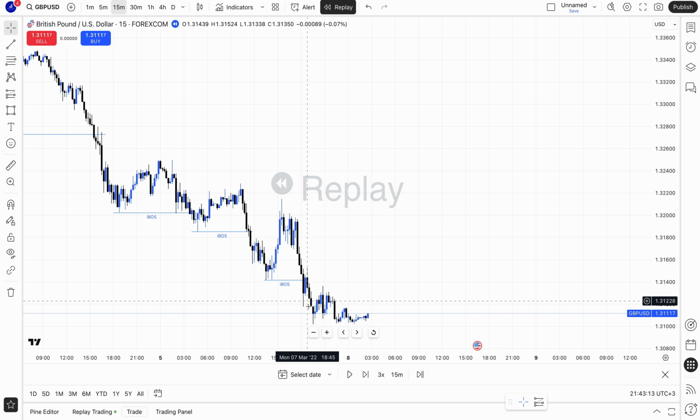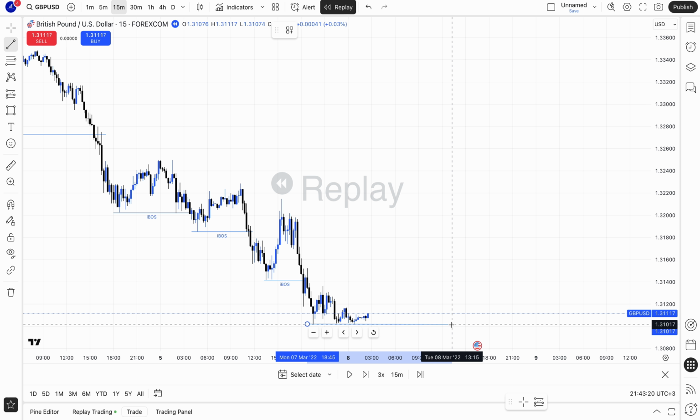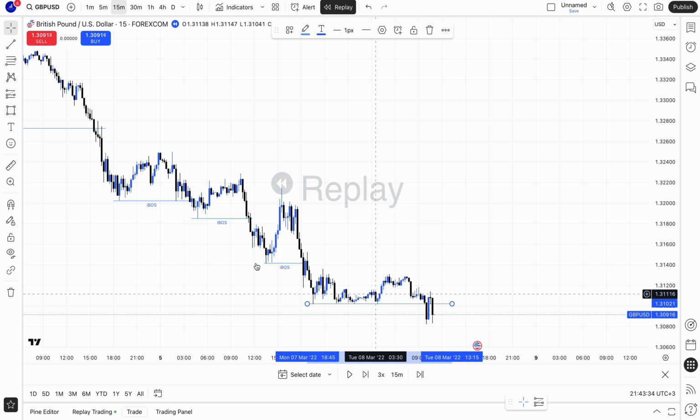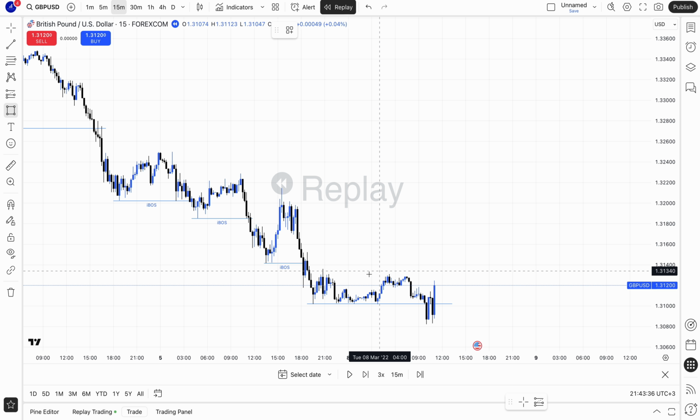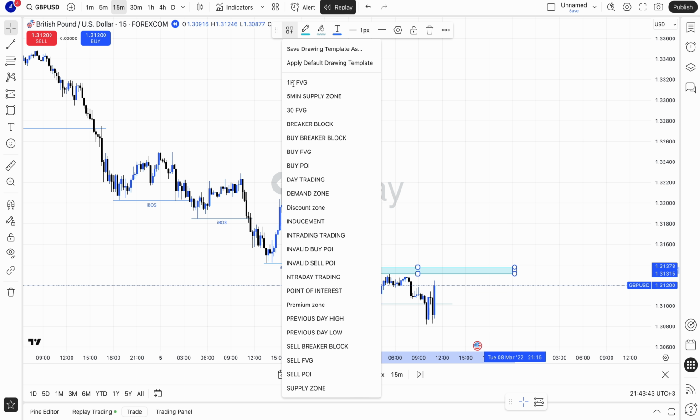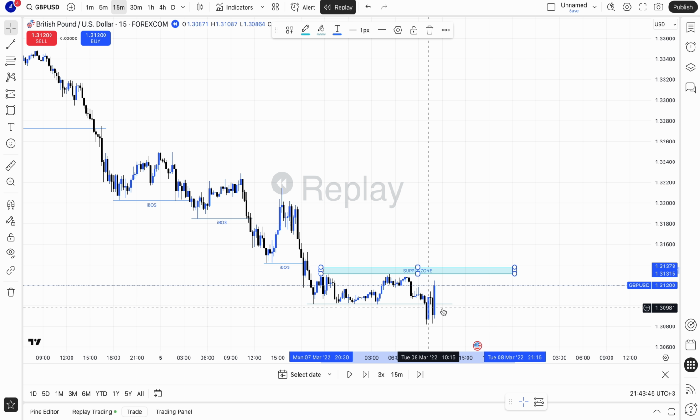I think this is another break. Yeah, it's a break. No, it hasn't broken. Just have to wait. We haven't got this break. We need that break. Yeah, we had it. And then the continuation. This is our supply zone. We don't need to complicate things.